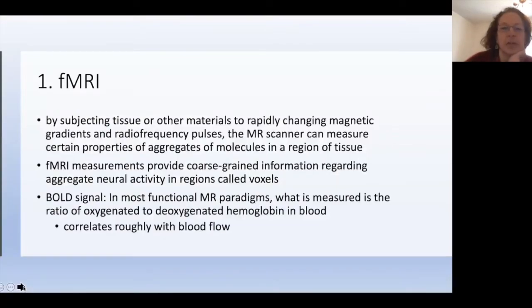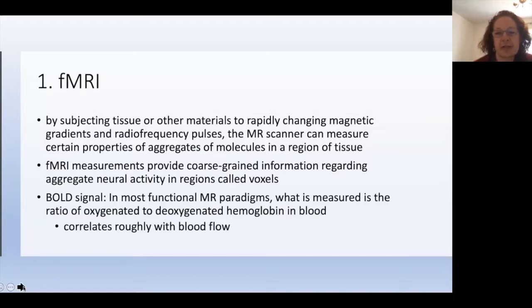So functional MRI. I'm assuming that most people are familiar with at least the basic idea of functional MRI, but if you stick somebody into an MR magnet and use particular kinds of pulse sequences that essentially subject their brain to changing magnetic fields and radio frequency pulses, the kinds of signal that the MR scanner can pick up tells you something about properties of aggregates of molecules in a region of tissue. These regions are called voxels.